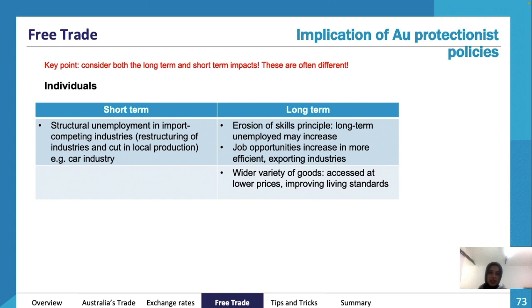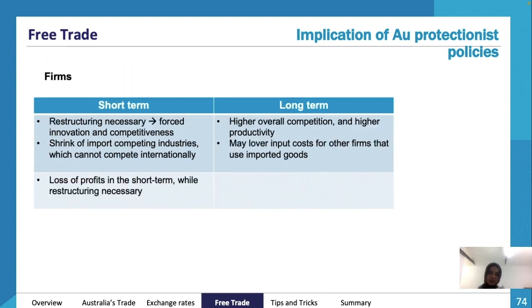Long term, however, erosion of skills aside, the idea is that long-term unemployment may decrease and job opportunities will increase, right? Because those industries that are very efficient and export competing will hire more people, and there's going to be a wider variety of goods and services for individuals to access as well. So lower prices, improved living standards, because now you have more options. You have the options of both going and buying from a local producer and a foreign producer.